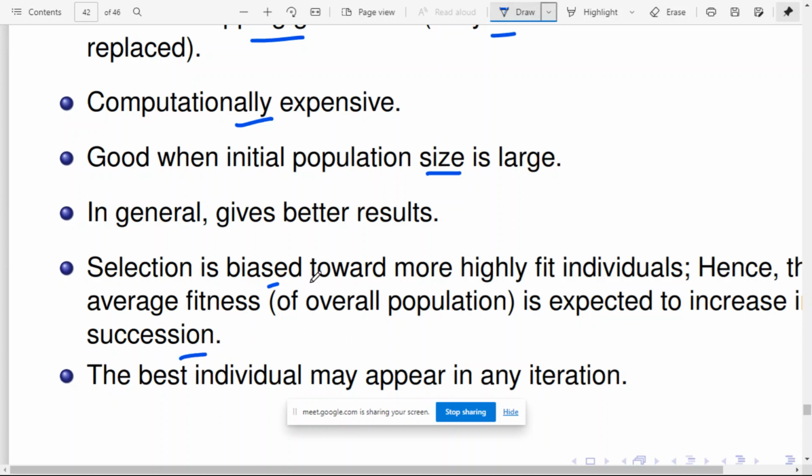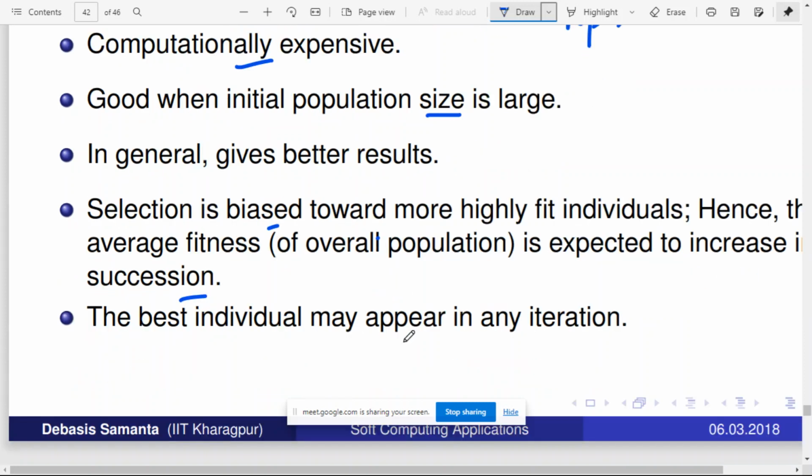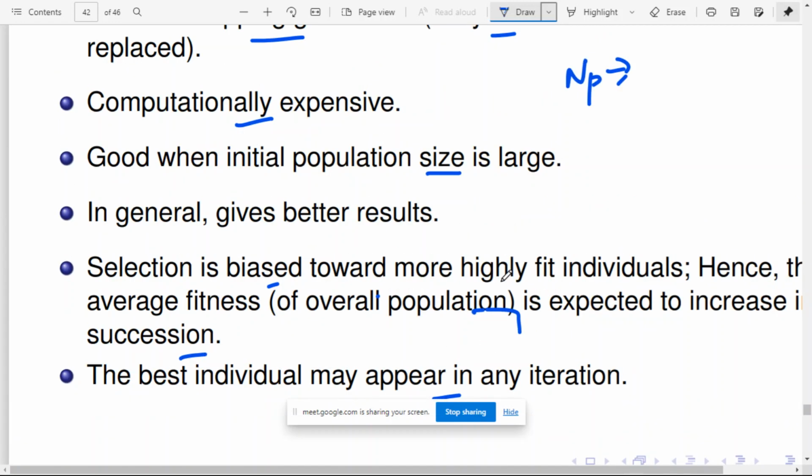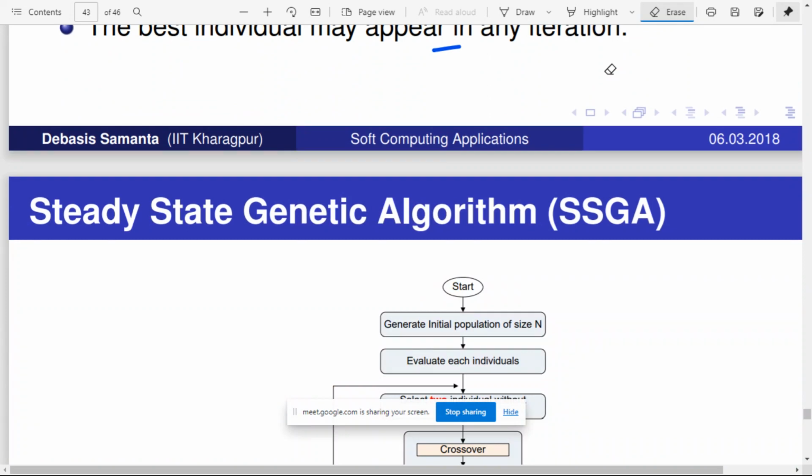Yes, that is true, because in each iteration we are identifying NP individuals with good fitness scores. We are not randomly picking the NP. We are picking NP with good fitness scores. Their mates only we are picking randomly. So it is highly likely that after a period of time, the overall fitness score of the population will increase. The best individual may appear in any iteration. Best individual means best solution, because here every individual corresponds to a solution. So this is about simple GA.